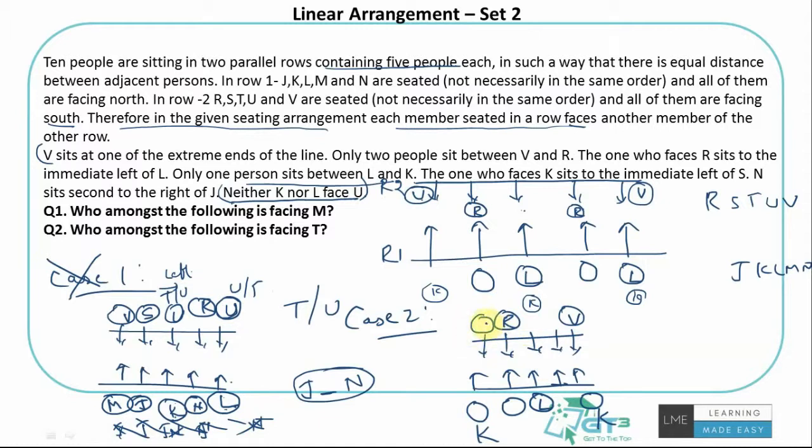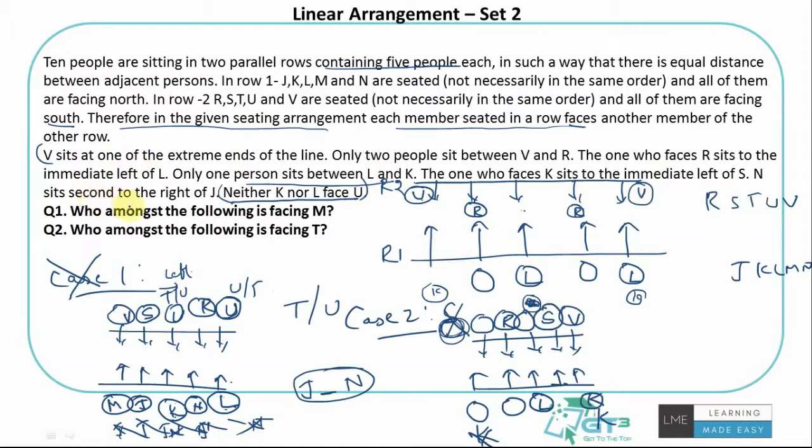Because the person who is sitting to the immediate left of this person would be this person. I mean, if S is seated here, then to the left of S I would see the person facing K, which is not a possibility. So K must be seated here, so that the person facing K is V, who is sitting to the immediate left of S, right?